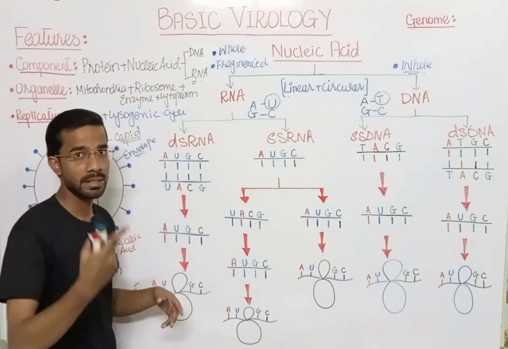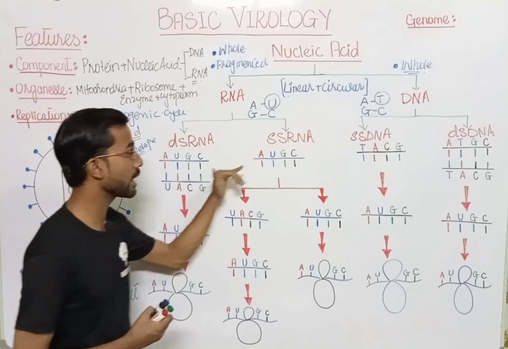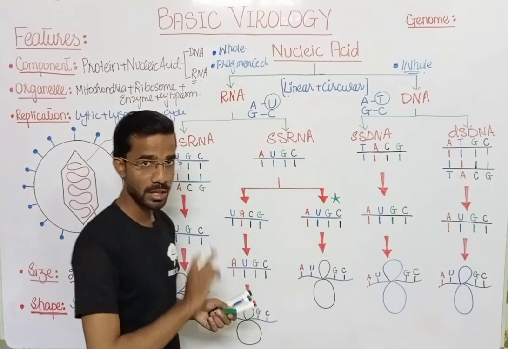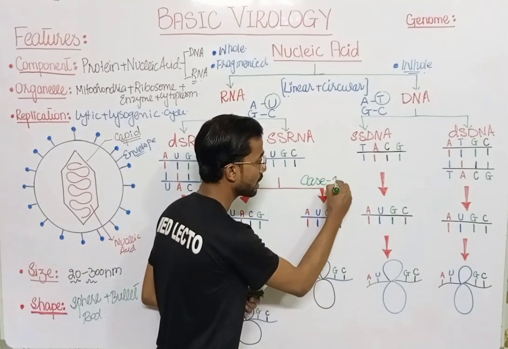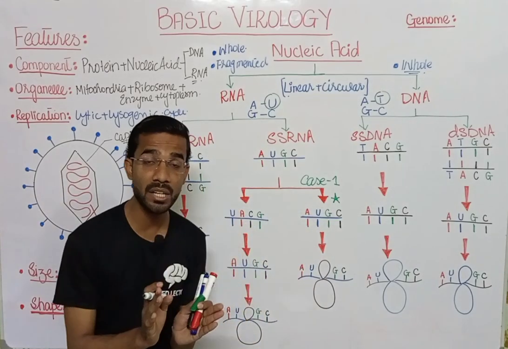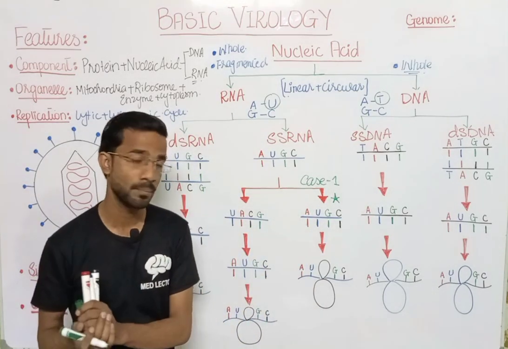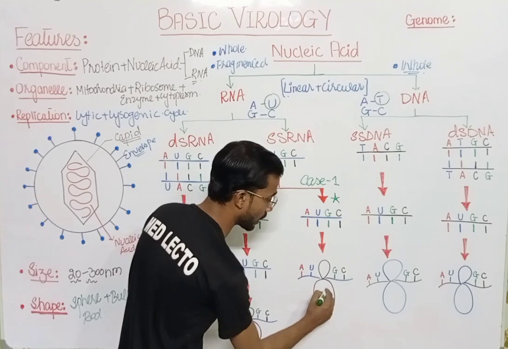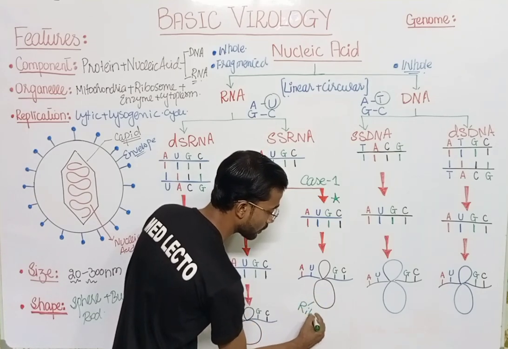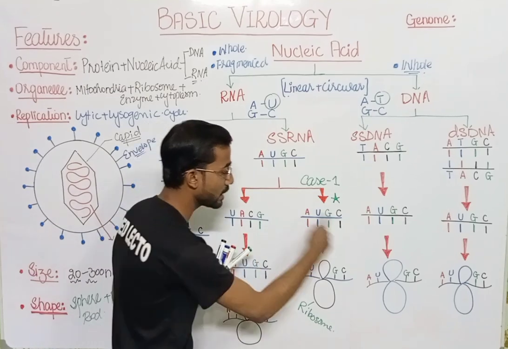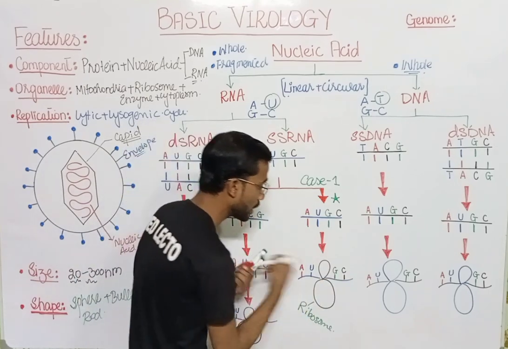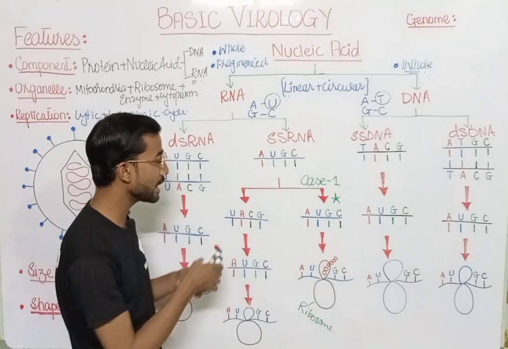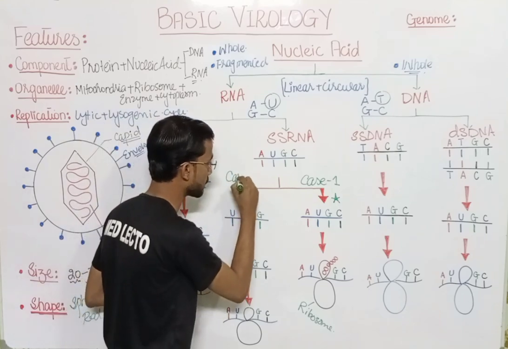So, if I say that there is a virus and that virus contains this sequence AUGC, here is the situation. In this case one, the virus has the sequence AUGC and that sequence can be translated into the protein. This RNA will be translated by the ribosome, and you will see the formation of the protein.